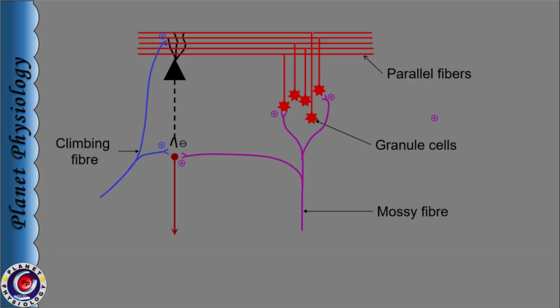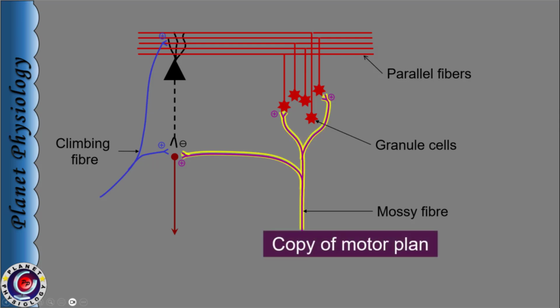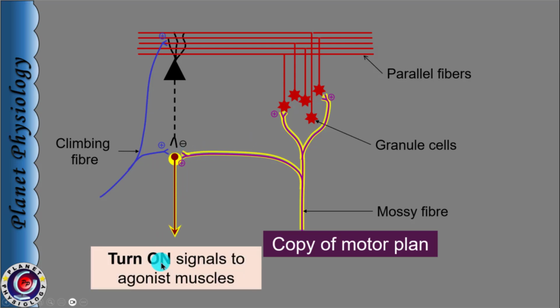Here's the magic. The cerebellum receives a copy of the motor plan through the pontocerebellar fibers. These fibers excite both the deep cerebellar nuclei as well as the granule cells. Initial stimulation of the deep cerebellar nuclei sends turn-on signals to the agonist muscles via corticospinal and rubrospinal tracts and promotes strong, powerful contractions. Simultaneously, turn-off signals are also sent to the antagonist muscles to prevent resistance. This results in smooth initiation and progression of the movement.